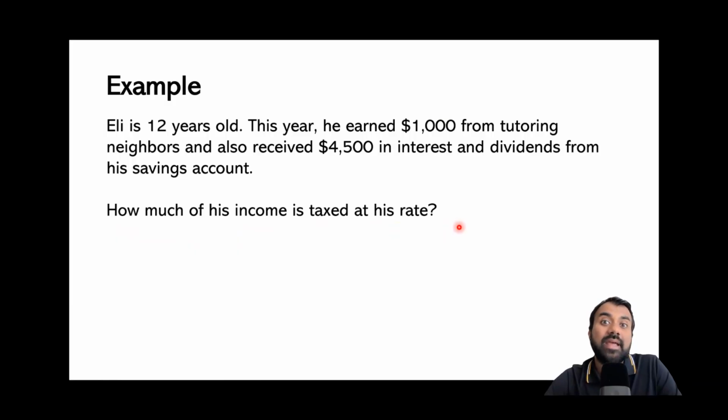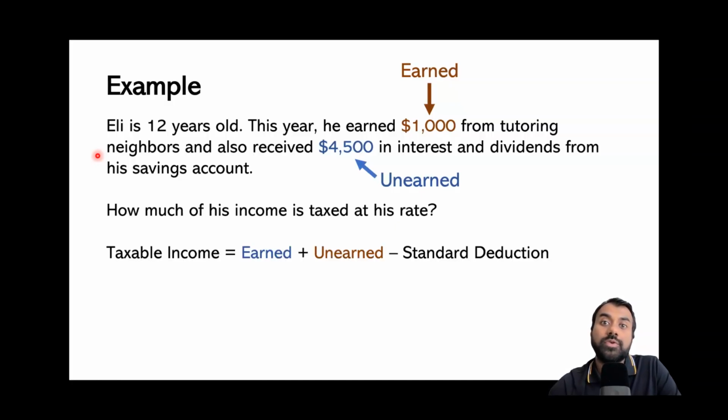Now, let's say, what if the question asks how much of his income is taxed at his rate? Now, this is the hardest question that they could ask you from this concept. So now, to answer that question, we need to figure out the earned income, which is 1000, unearned income, which is 4500. We also need to figure out the standard deduction, and we have figured out all of that in the last two examples. And we are going to just apply what we have already calculated. So we have our earned income, unearned income, and our standard deduction. And that gives us the total taxable income, that is $4,050.